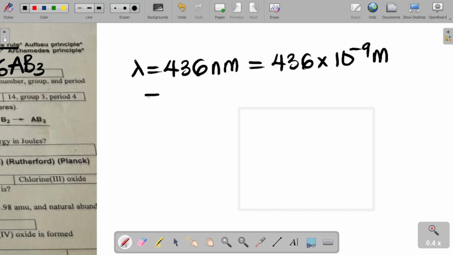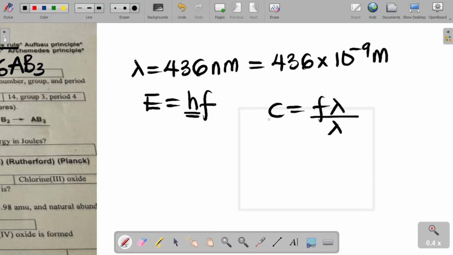Now record that energy E is equal to H times F, where H is Planck's constant. But then in terms of the speed of light, we know that the speed of light c is equal to F times lambda. From here we can have that lambda is equal to this. If we divide both sides by wavelength, we get frequency. In essence, E is equal to Planck's constant times frequency, which becomes c all over lambda.